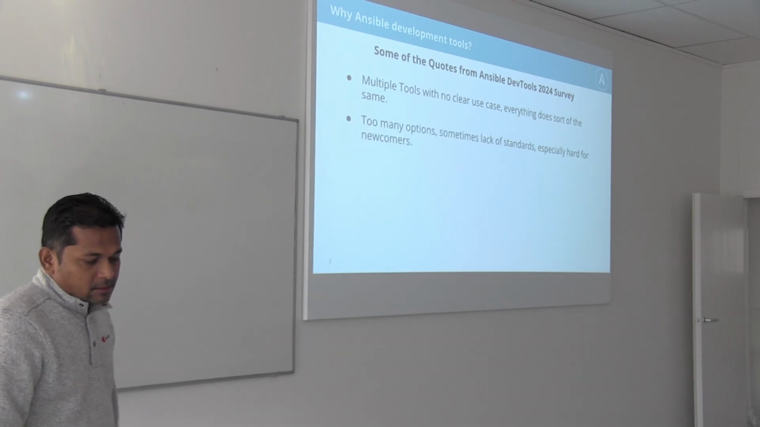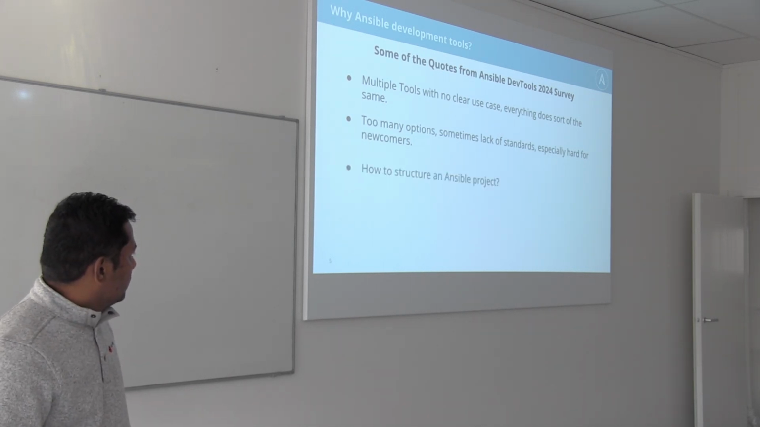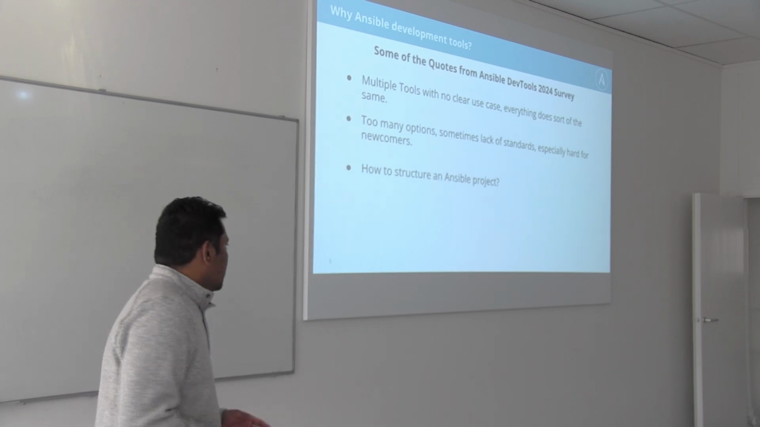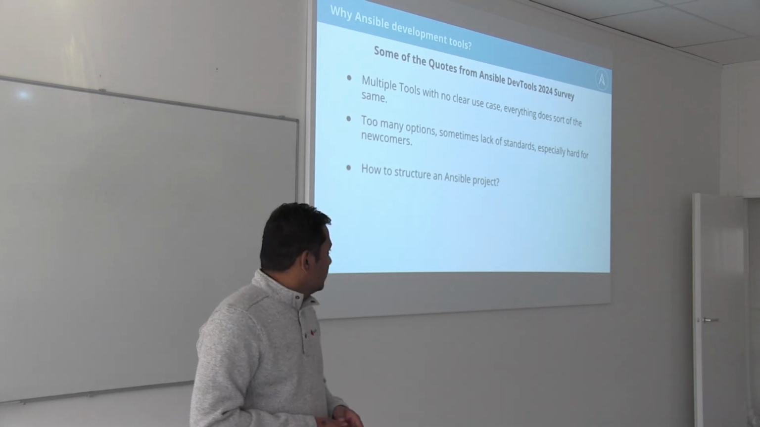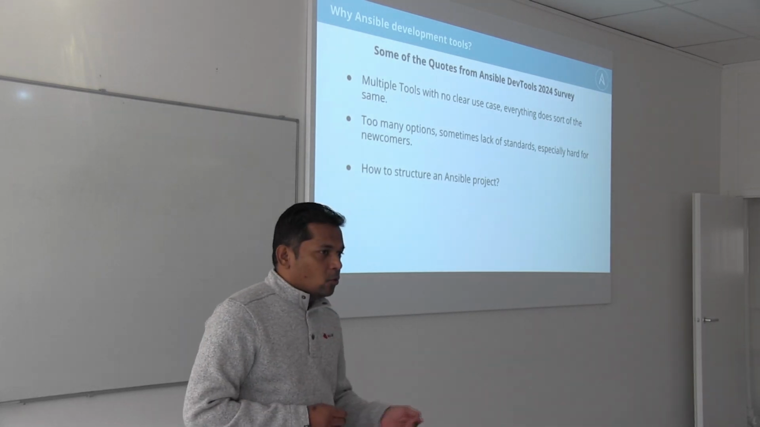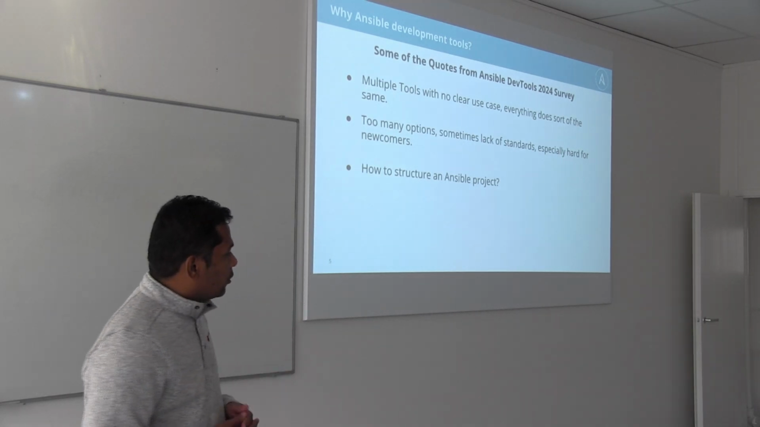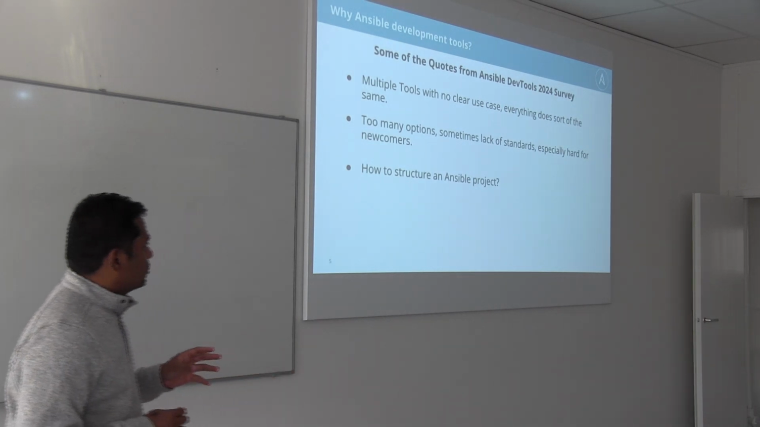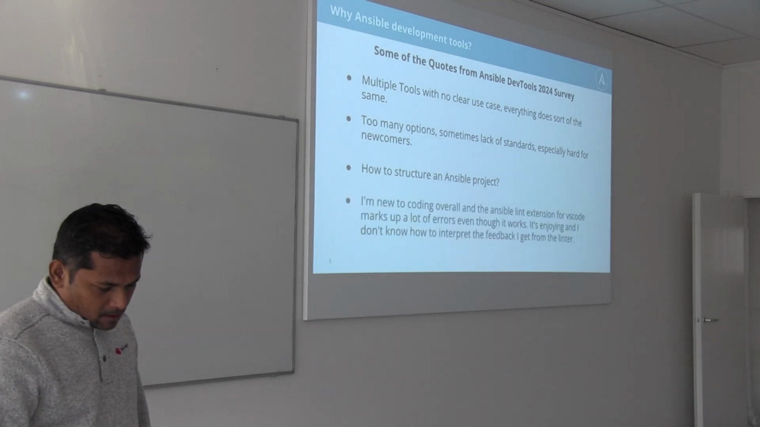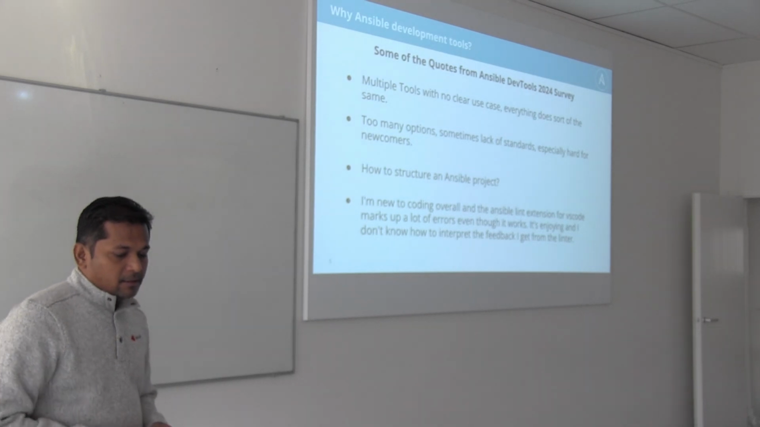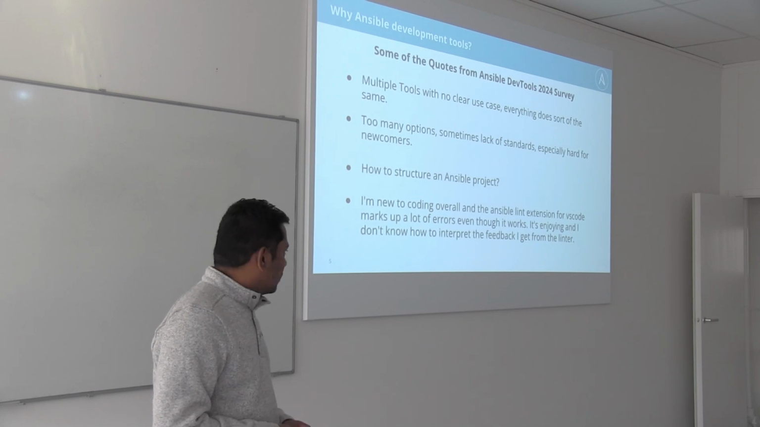Again, on similar lines, there are too many options, a lack of standards, especially hard for newcomers. How to structure an Ansible project? A couple of years back, we moved to collections, and then we recommended having roles as part of collections, playbooks as part of collections, modules as part of collections. Then there are standalone roles. So obviously it gets confusing for a new developer as to how to get started or how to structure your Ansible project. Then again, this one talks about Ansible lint. It shows a lot of errors, but they don't know how to interpret and work on fixing those errors.